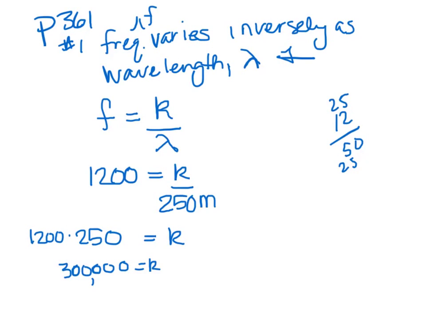So you see where my little scratch work was over here. I'm going to erase that now. I could, and it doesn't seem to want to erase. So we'll just make room. So I have a new model. F is equal to 300,000 over the wavelength lambda.